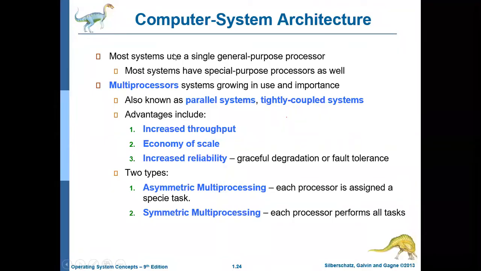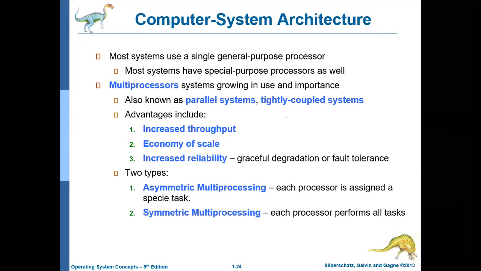The fourth lecture of the course Operating Systems. In today's lecture, we'll be discussing the different types of processors that are available. First we'll be discussing two types of processor: the single general purpose processor and the multiprocessor systems.